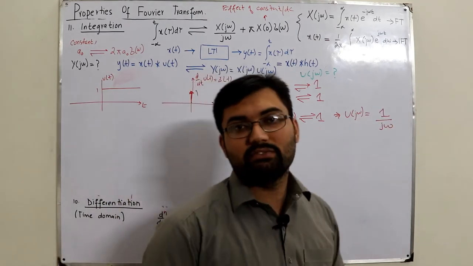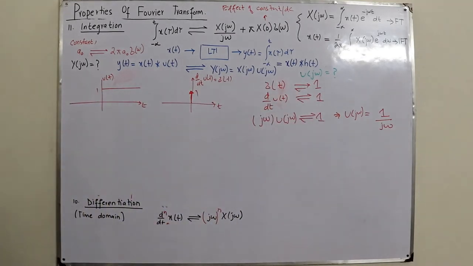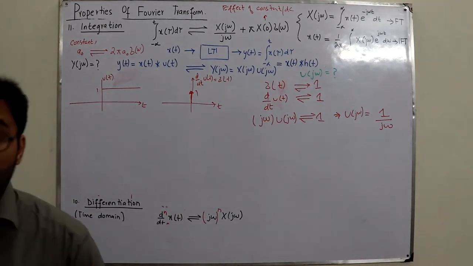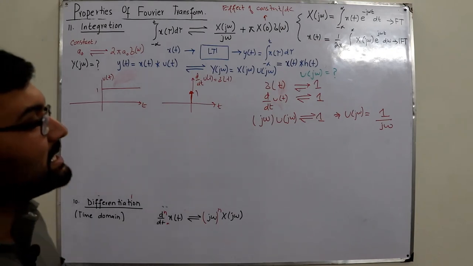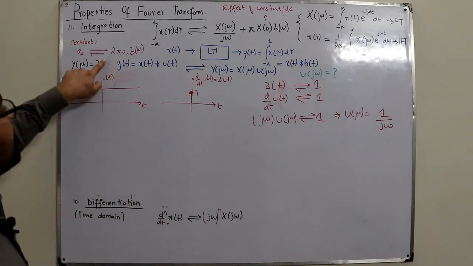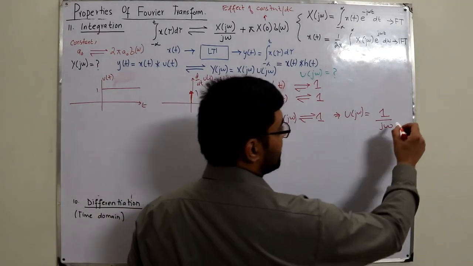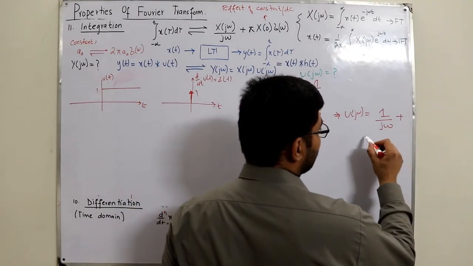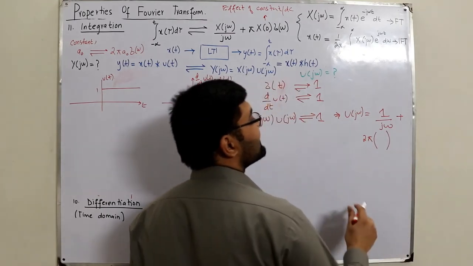And I believe this is clear till here. Did I do it correct? I have done it correct till here, but again, now we need to do what? We need to have the effect of the DC value or the average value. So the effect of the DC value comes from the constant value, 2 pi a naught. A naught is the DC value of the step signal.